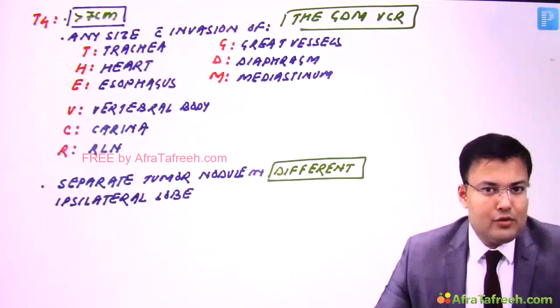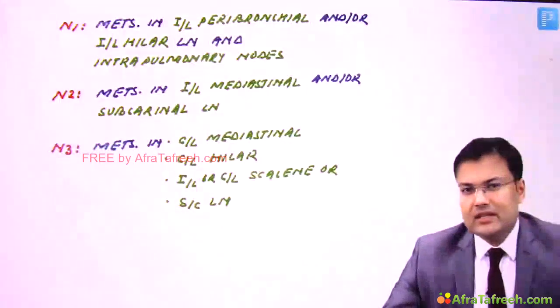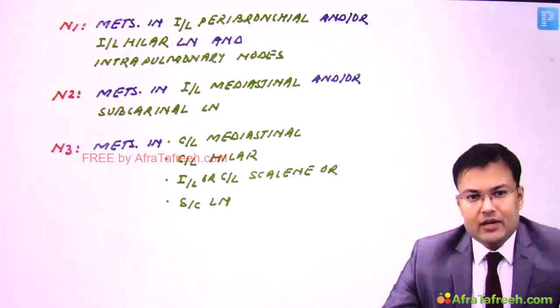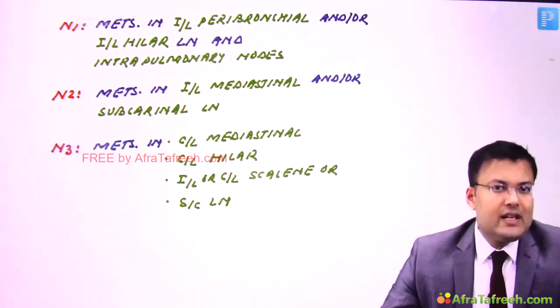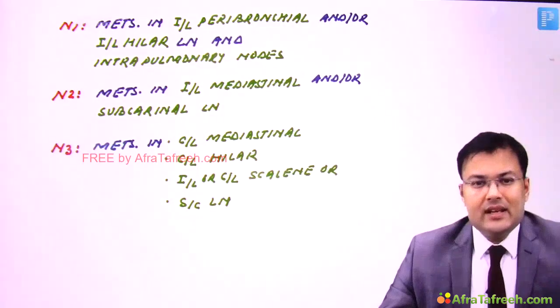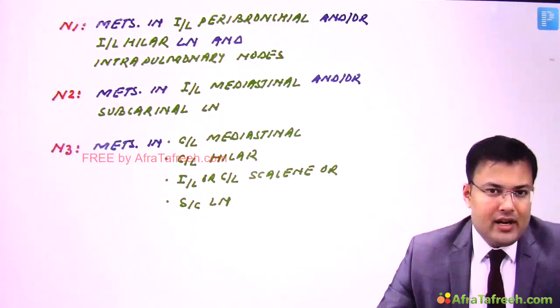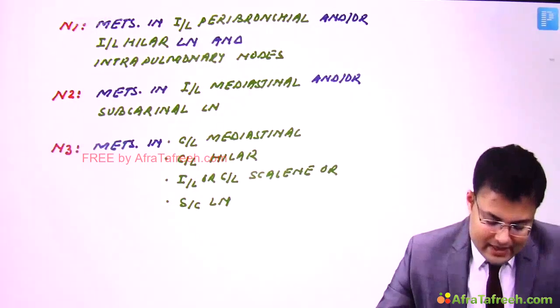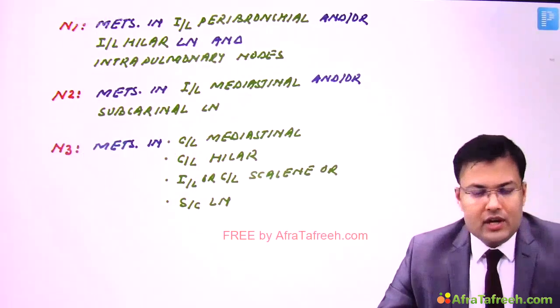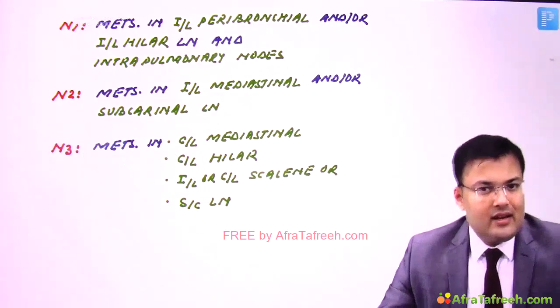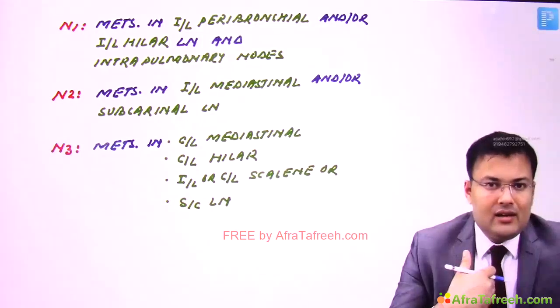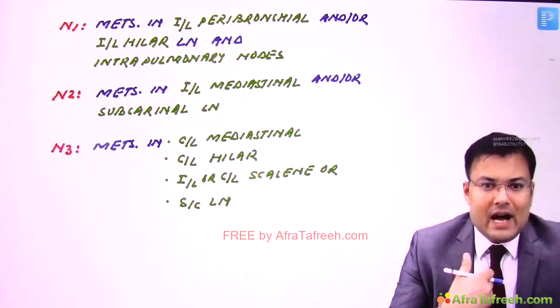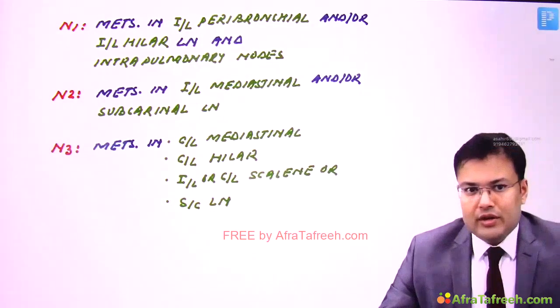Now see the lymph node metastasis. Lymph node metastasis is further divided into N1, N2, N3. So in N1, there is metastasis in ipsilateral peribronchial and or ipsilateral hilar lymph nodes and intrapulmonary nodes.